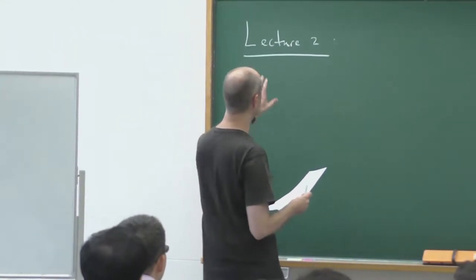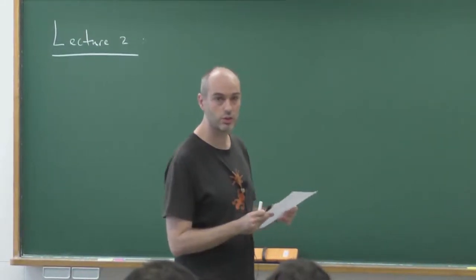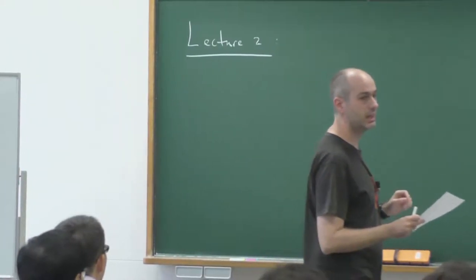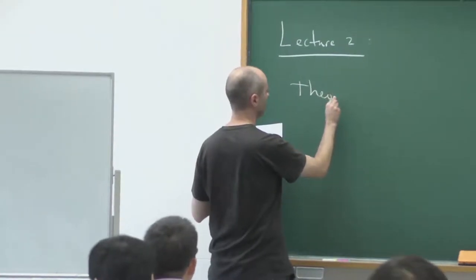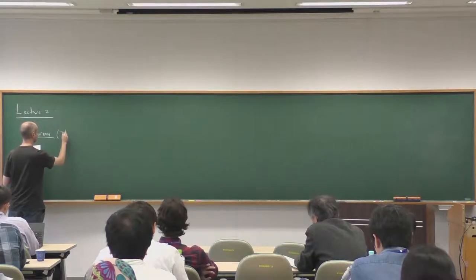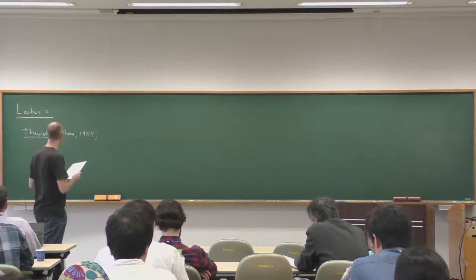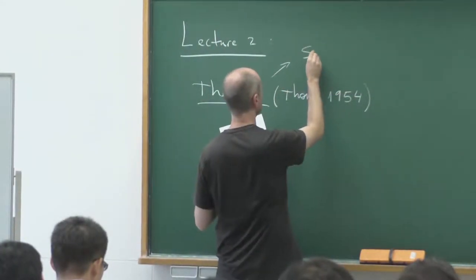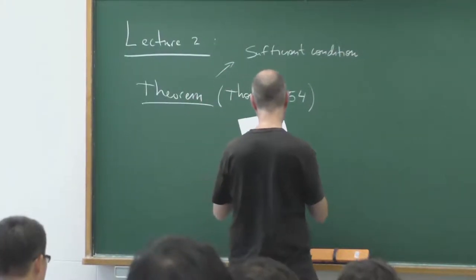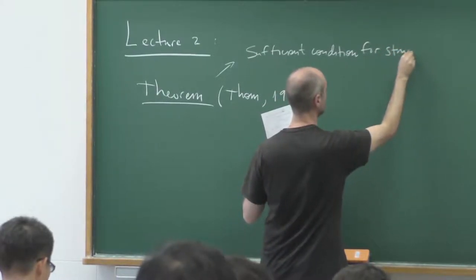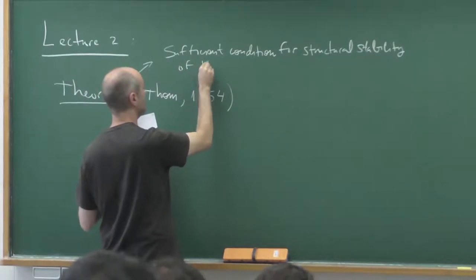That is Thom's theorem. So now in this first part of lecture two, I'm going to state Thom's theorem, explain a bit its content and a bit of its proof, although I'm not going to prove it. And then after that, I'll pass to the global approximation theorem. Okay, so let's first state Thom's theorem. It appears in a paper by Thom, published in 1954, and it provides a sufficient condition for structural stability of the level set of a function.